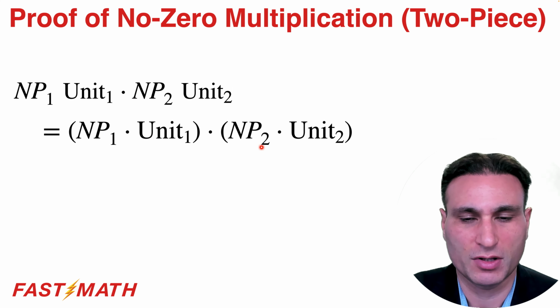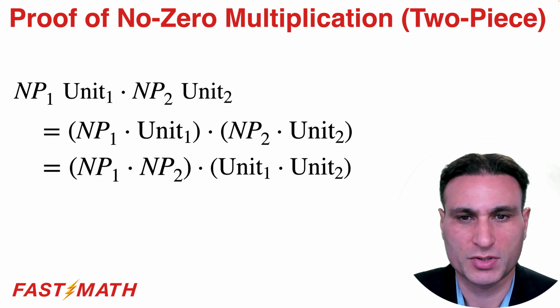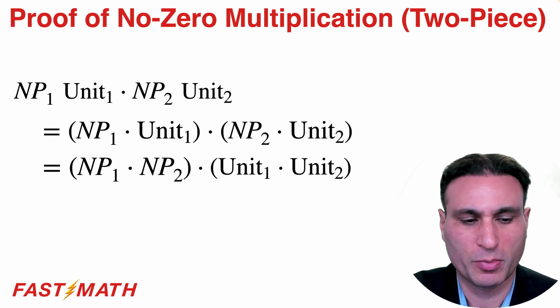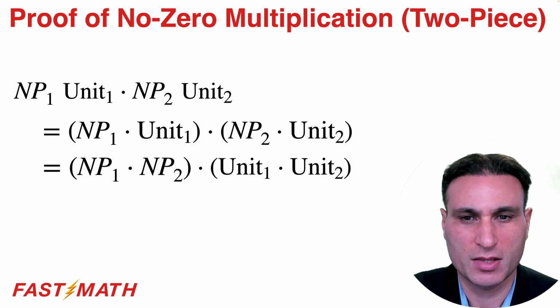So we have this calculation. This is the first number and this is the second number. We can reorder terms and group terms like this. We can multiply the numerical portions first, NP1 times NP2, or the numerical portion of the first number times the numerical portion of the second number, and then multiply this by unit 1 times unit 2, or the unit of magnitude of the first number times the unit of magnitude of the second number. So these are the numerical portions multiplied together, and these are the units of magnitude multiplied together.